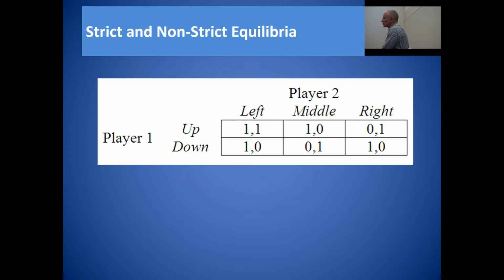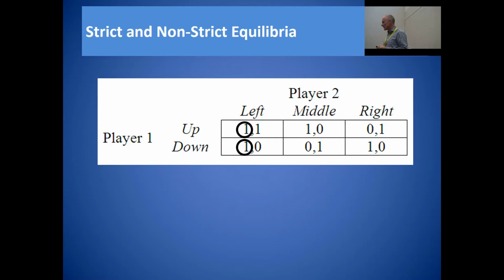For each player and each possible strategy of that player, what's the optimal response of the other? So let's look for the optimal responses of player 1. Were player 2 to choose left, what's the optimal response of player 1? You tell me. Is it up or down? Who thinks it's up? Who thinks it's down? The optimal response is? Exactly. The optimal response is both.